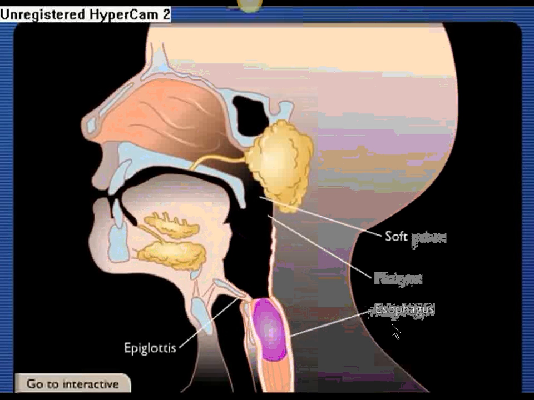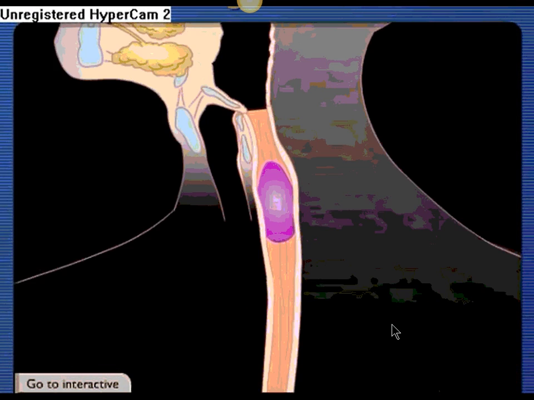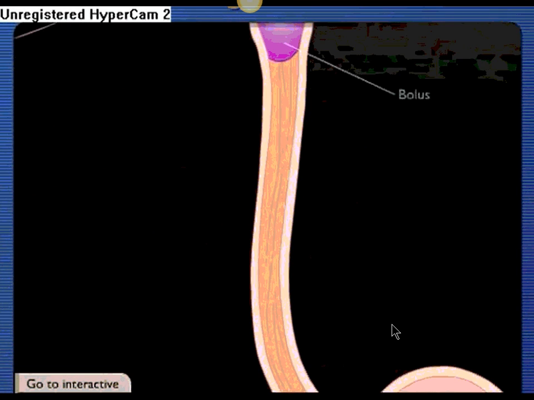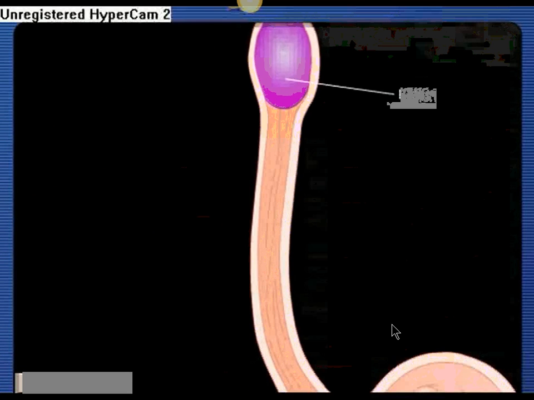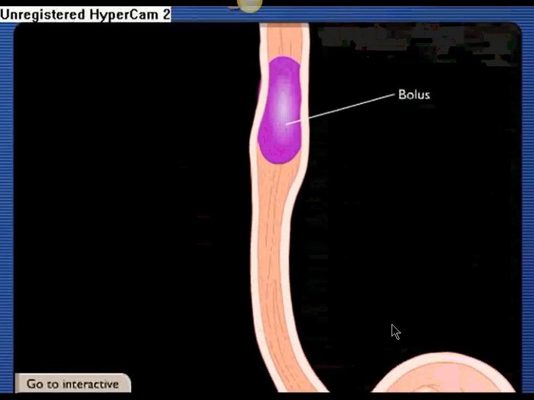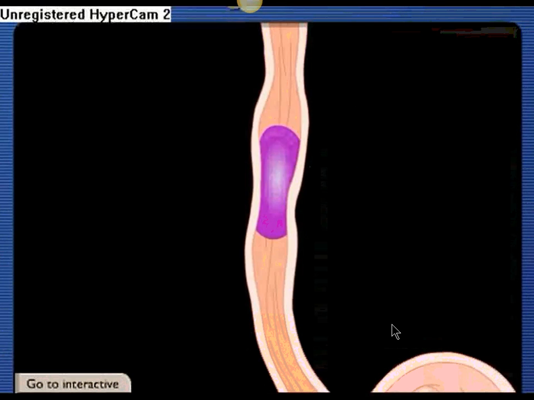through the pharynx to the stomach. The one-way movement of the food mass, now called bolus, is controlled by wave-like involuntary muscle contractions. This movement is known as peristalsis.